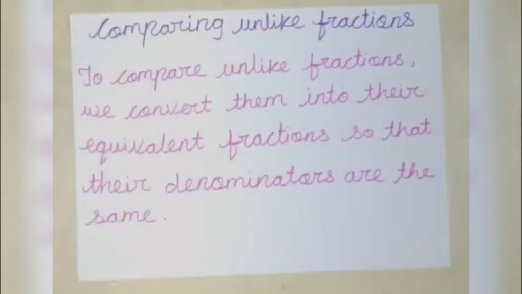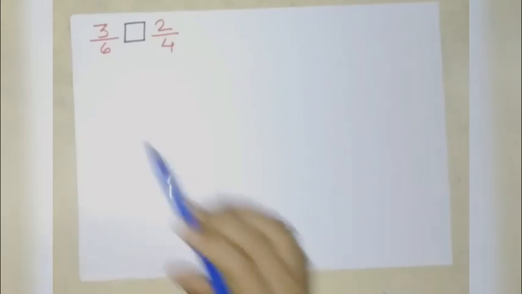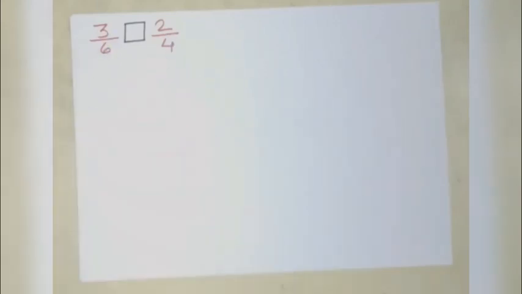Now we will see comparing unlike fractions. Children, to compare unlike fractions, we convert them into their equivalent fractions. Children, in our previous video, I taught you how to convert unlike fractions into like fractions so that their denominators are the same. So children, we will convert them and then we will compare. Okay? So the first example is 3 upon 6 and 2 upon 4.